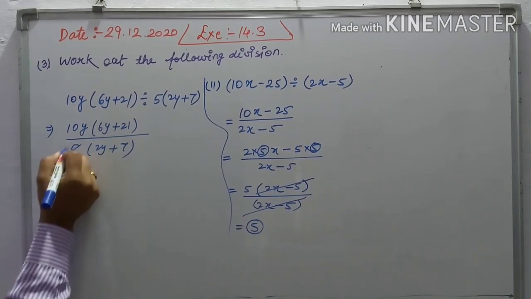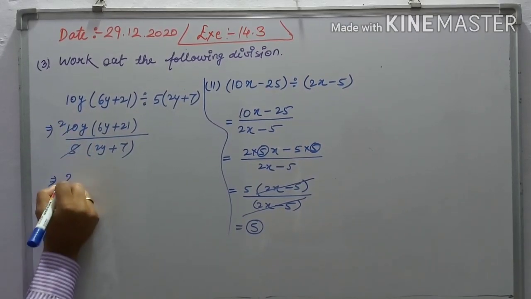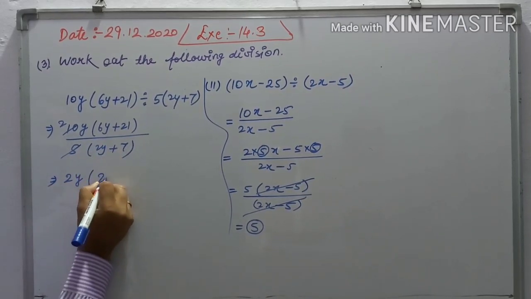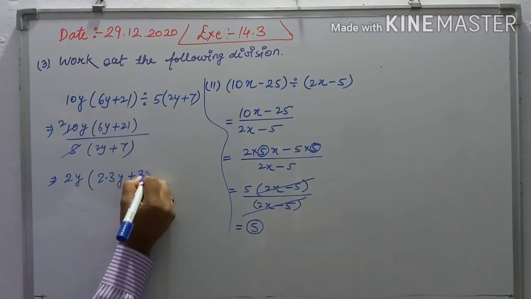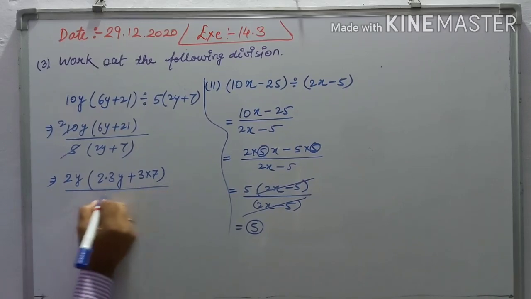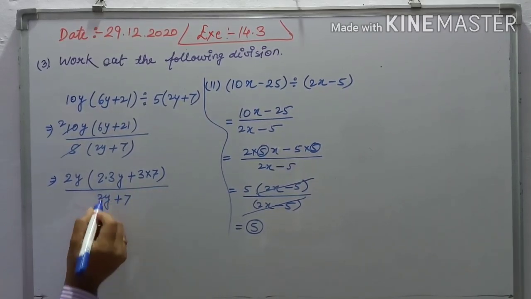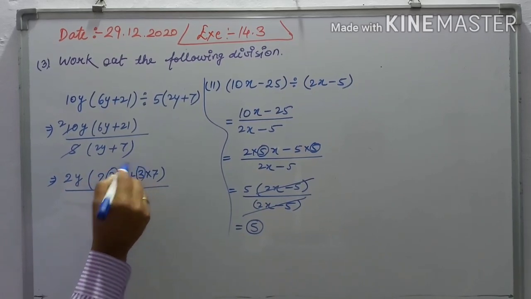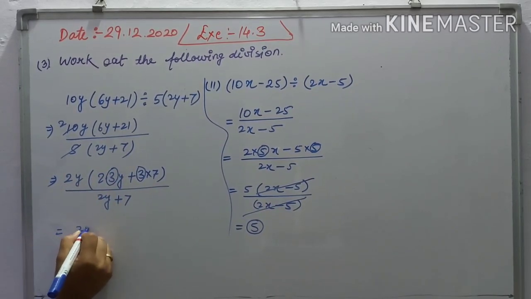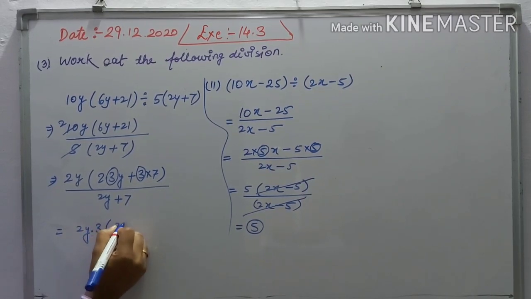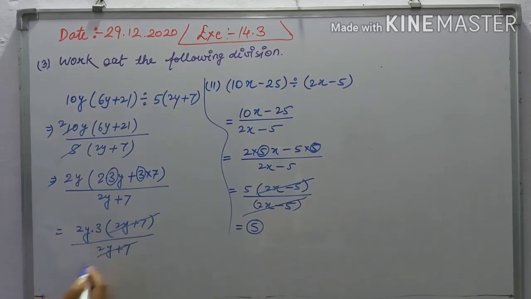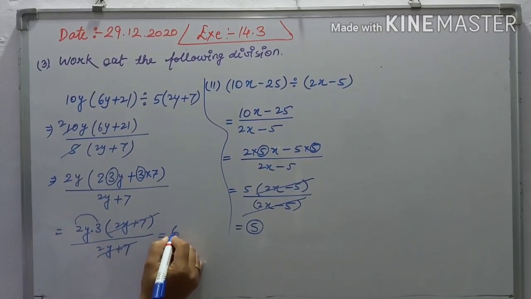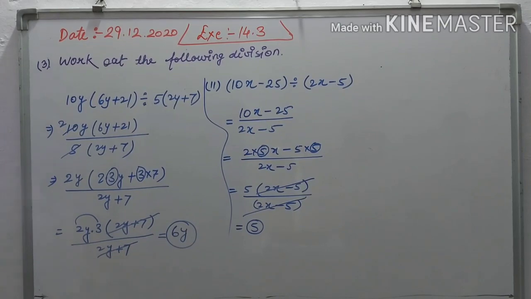First, 5 into 10 will be 2y. Okay. Then 6y plus 21 will be written as 3 into (2y plus 7), and the denominator is 2y plus 7. The common term is 3, so 3 will be common here. 2y times 3 common, 2y plus 7 upon 2y plus 7. The 2y plus 7 cancels. 3 times 2 is 6. So that is the answer, 6y.